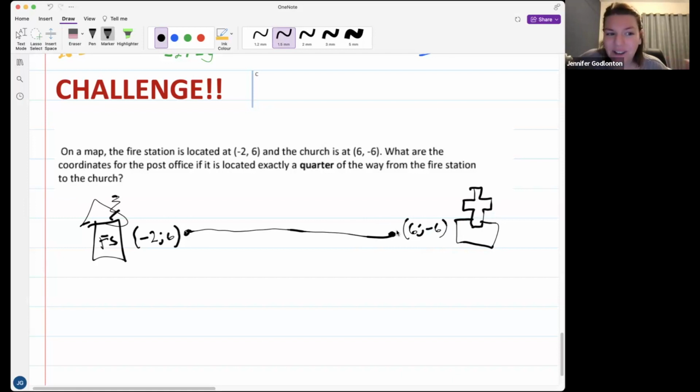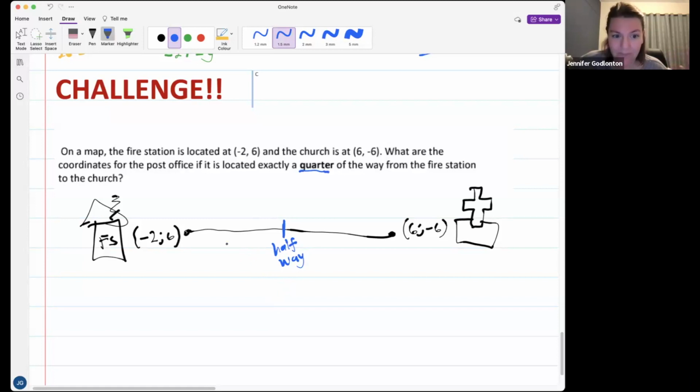The question is not as complicated as it seems. Read it nice and carefully. They're looking for the post office, which is located exactly a quarter of the way from the fire station to the church, okay? So this would be exactly halfway. That's halfway. And what is halfway? How do we work out halfway? How do we work out the coordinates of halfway? What is it? It's our midpoint, exactly, okay?